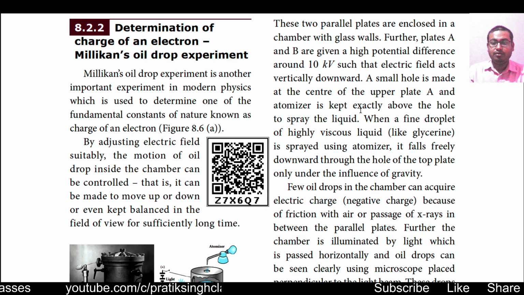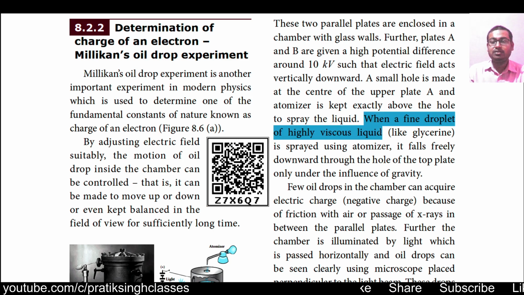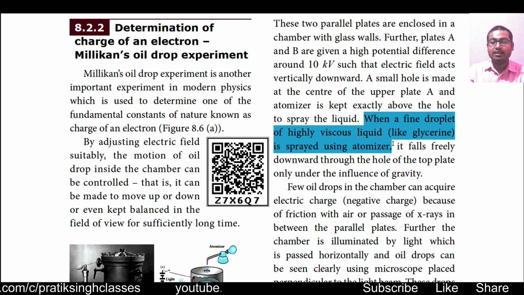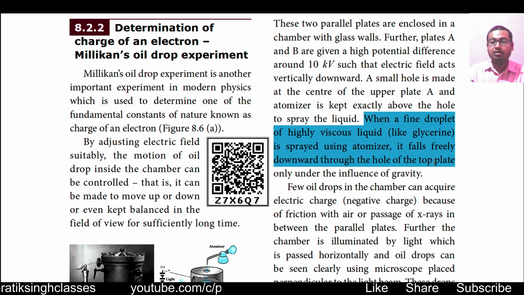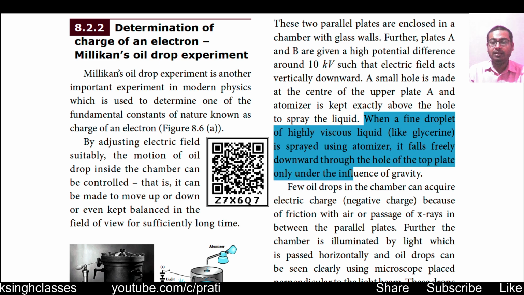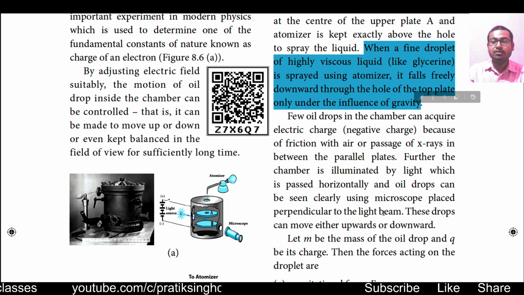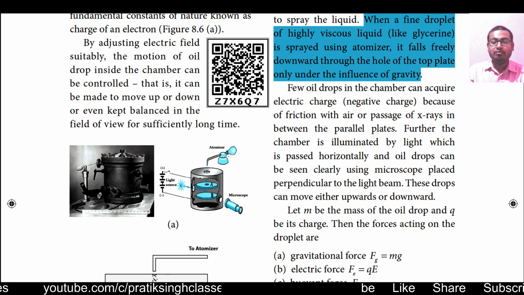When a fine droplet of highly viscous liquid, for example glycerine, is sprayed using the atomizer, it falls freely downward through the hole of the top plate only under the influence of gravity. That means the atomizer is not forcing the glycerine particles; they are just falling down by acceleration due to gravity, or gravitational force.